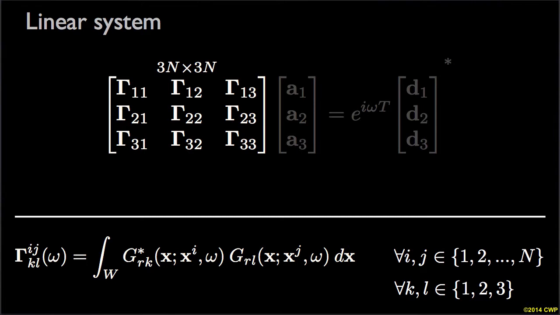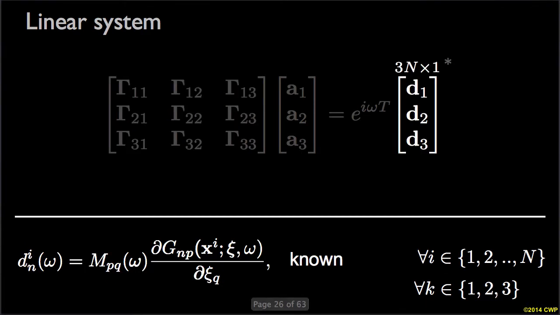The important thing here is that as long as we know the medium, we could compute the Green tensors associated with each receiver, and therefore we could compute this integral. And by that, I mean that the matrix on the left can be computed, and therefore it's known.